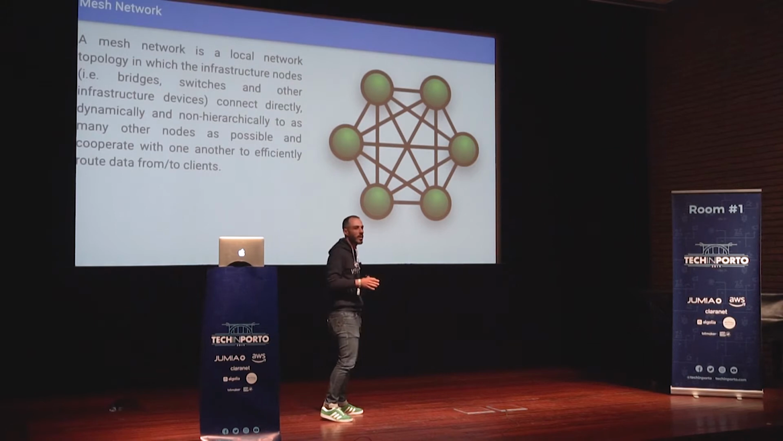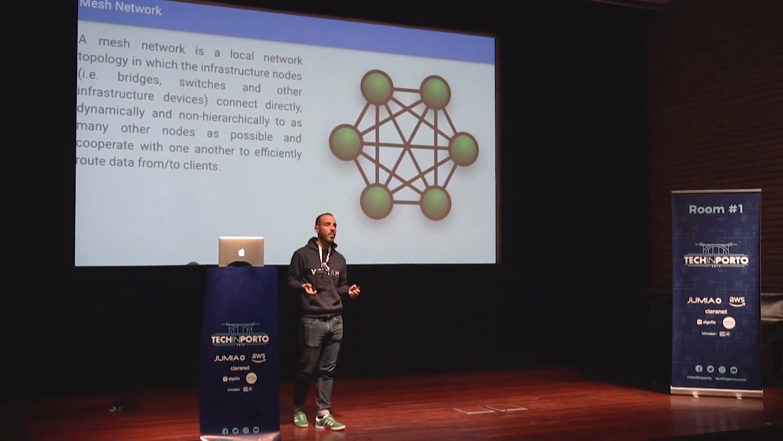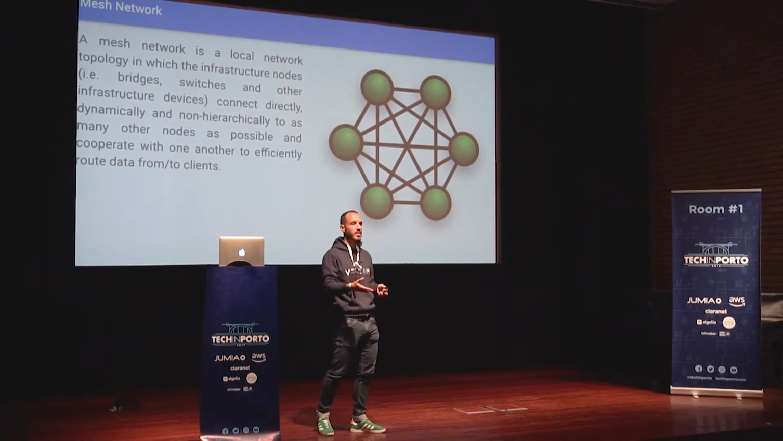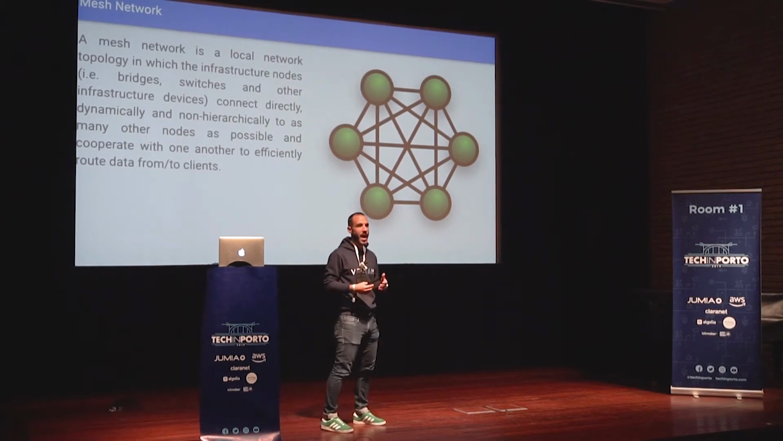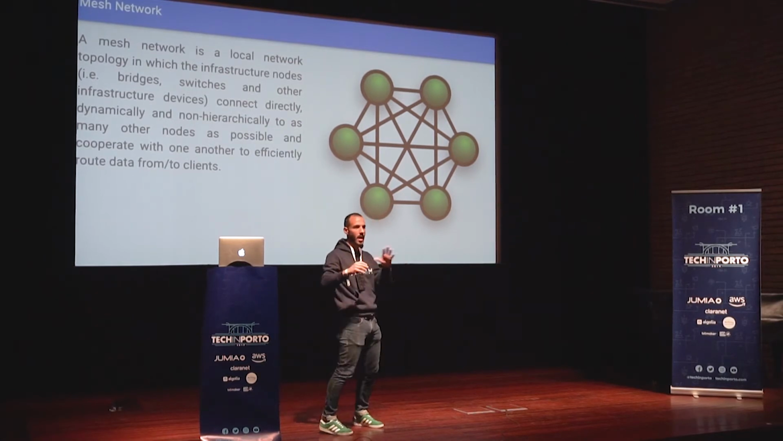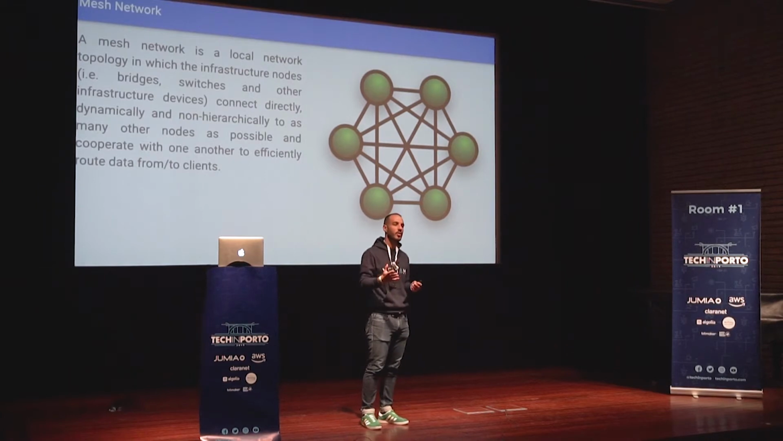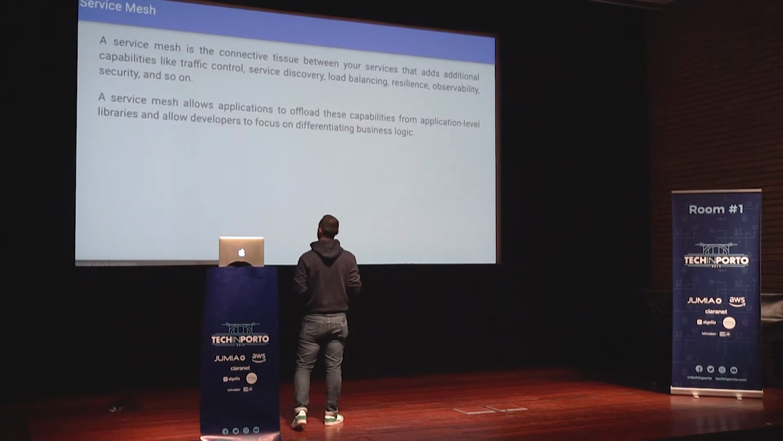So very simply, what is a mesh network? A mesh network is a network topology where you don't have special nodes being responsible for certain tasks. The nodes connect to each other directly and can reorganize. Of course, they have to have some way of getting information. We'll see how an implementation of that can be done, but that's the basic idea. You don't have special nodes in charge of special things. That's basically what a mesh network is.